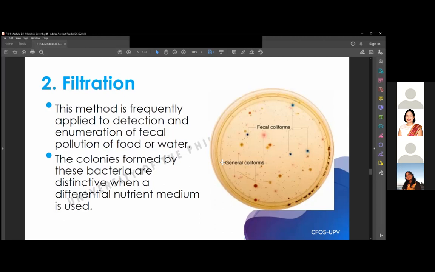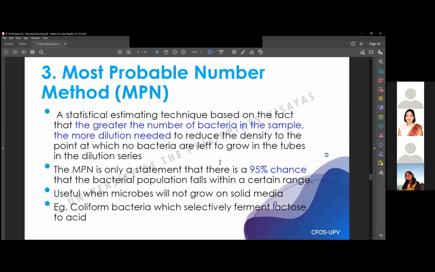Okay, so the colonies formed by this bacteria are distinctive when a differential nutrient medium is used. So after mo siyang ipag-grow sa nutrient agar, if you want to do identification and downstream applications, you need to grow your microorganisms on a differential nutrient medium.